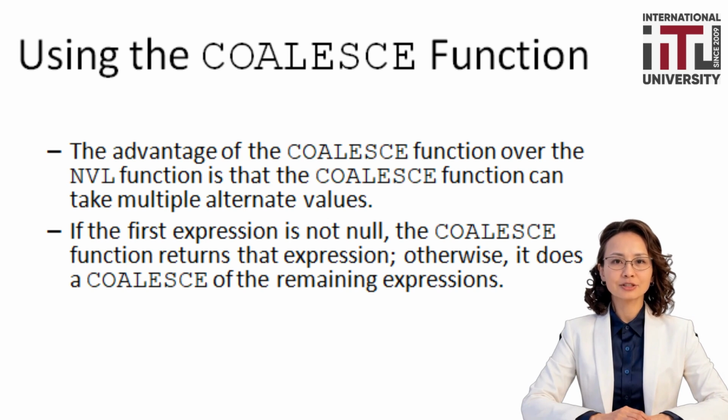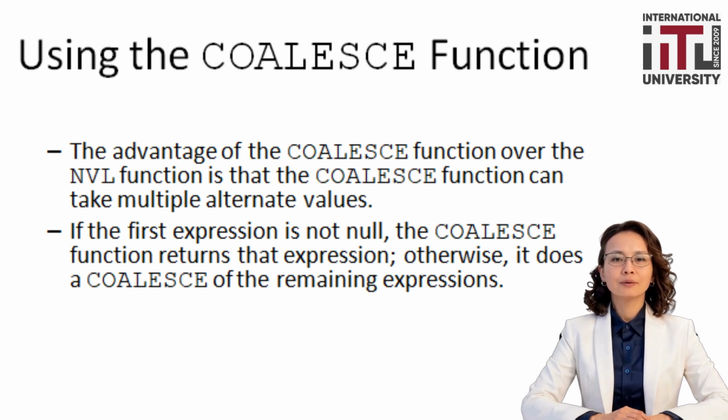This makes it especially useful when you want to check several columns or fallback options in a single expression. For example, if the first expression is not null, it is immediately returned. If it is null, Oracle checks the next expression and continues this process until a non-null value is found. Overall, COALESCE provides a concise and efficient way to handle multiple possible null values and ensures that a meaningful result is returned whenever possible.